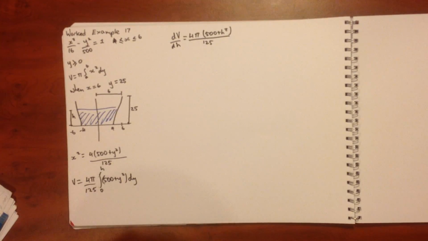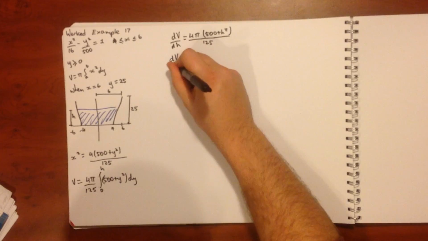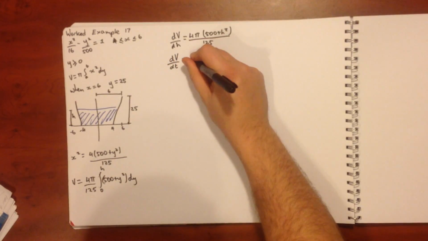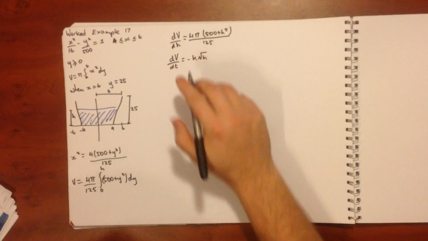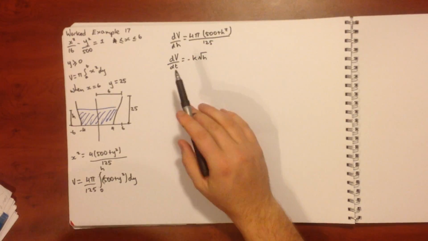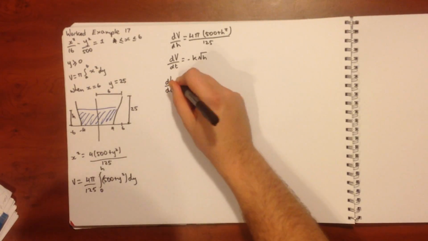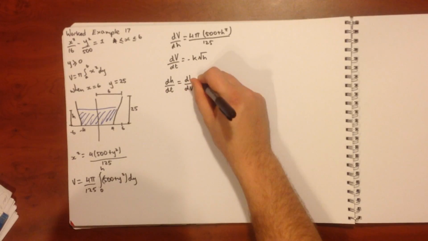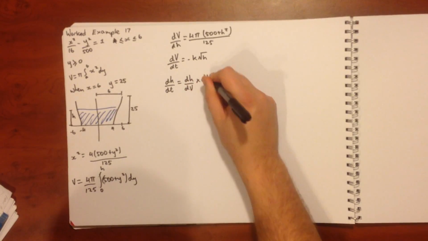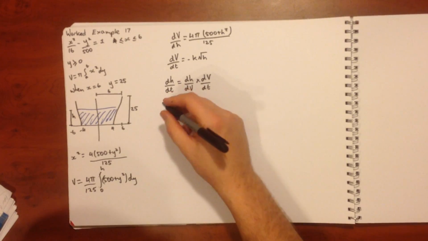Since the water leaks out at a rate proportional to the square root of the remaining height of the water, what we can say is that dV/dt is equal to some value k times the square root of h, and k is some positive value. Well, we know our dh/dt is equal to our dh/dV times dV/dt.